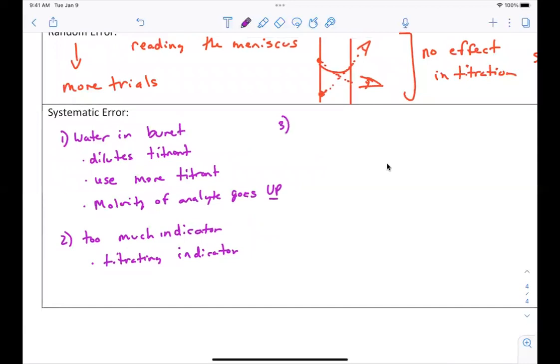3. This is one that comes up a lot in the questions. Adding titrant too quickly.